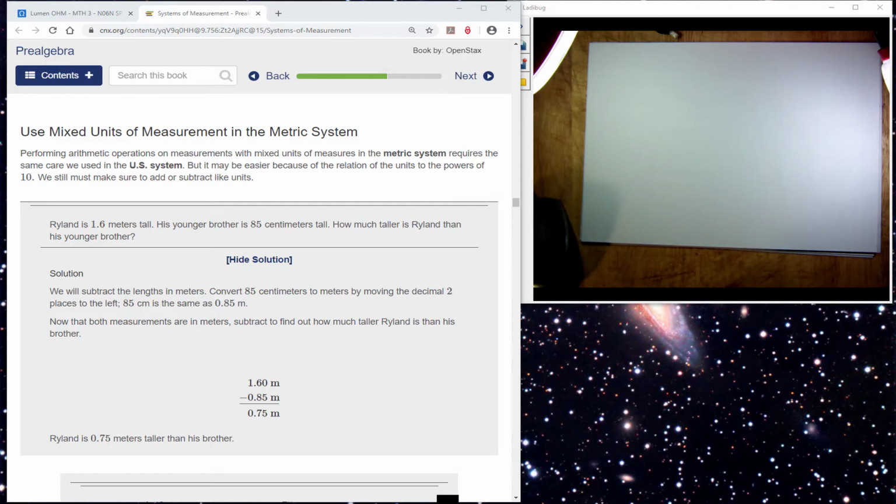In this particular problem, we'll look at doing arithmetic expressions on the metric system. Sometimes you may have to convert between units.